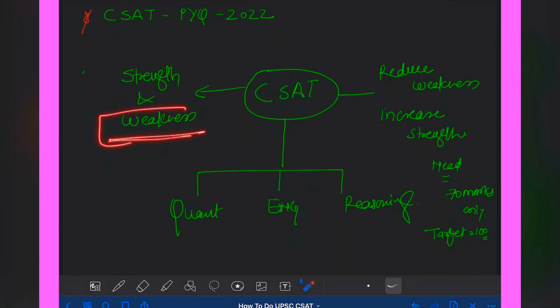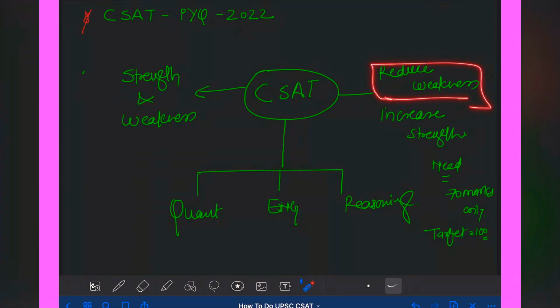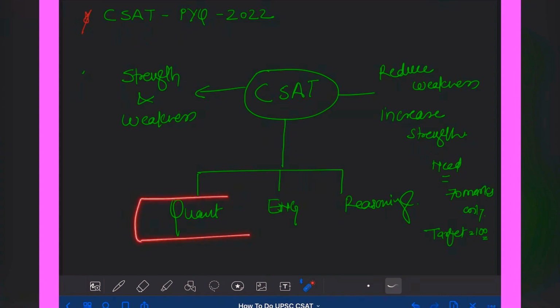Weakness: if you are weak in, say, quant or reasoning, then you need to reduce this weakness. How? By practicing. That is the only way. If your quant is weak, you need to practice. That is the only way quant can be overcome. You need only 70 marks, and for that you need to target 100, right?